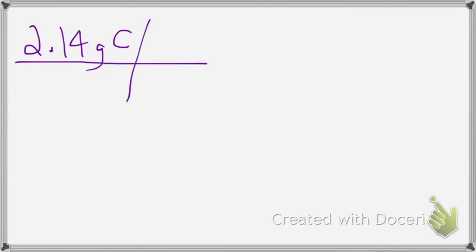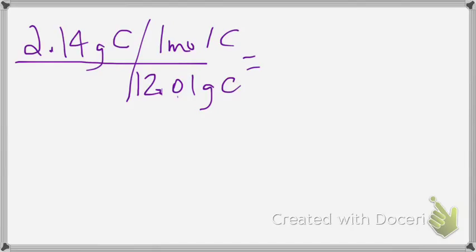So we have 2.14 grams of carbon in the original material. Let's convert that to moles. We know from the atomic mass of carbon from the periodic table that 12.01 grams of carbon is equal to 1 mole of carbon. If you do this, you get within error 0.178 moles of carbon.